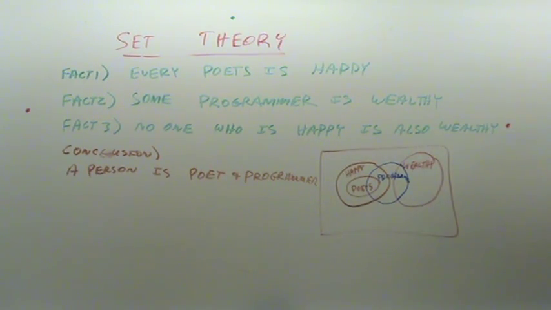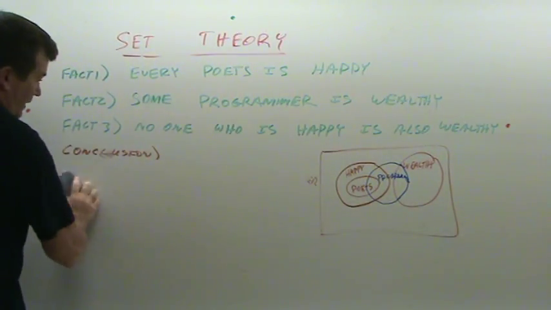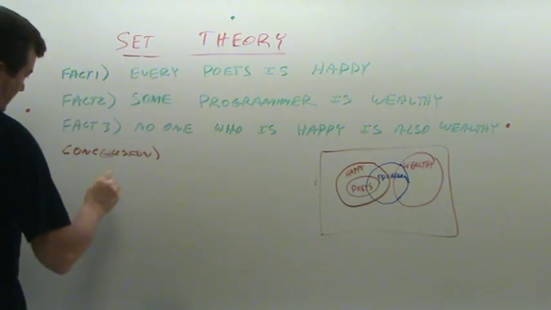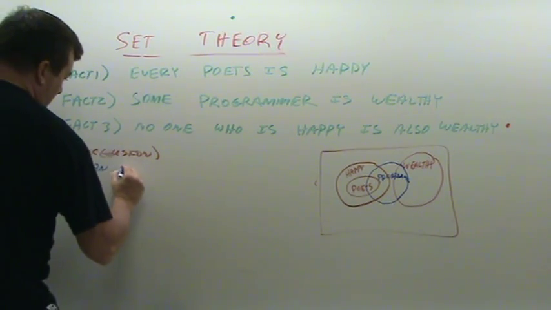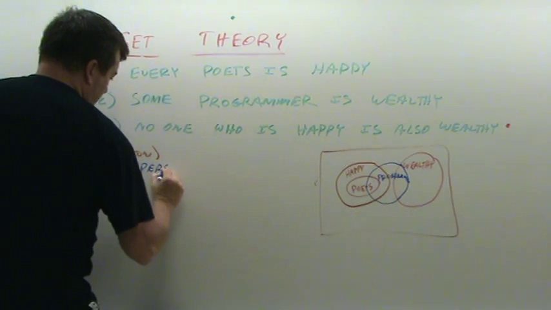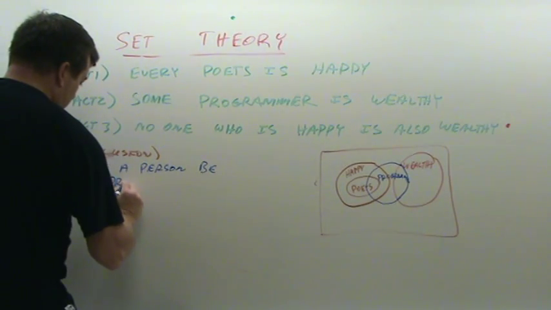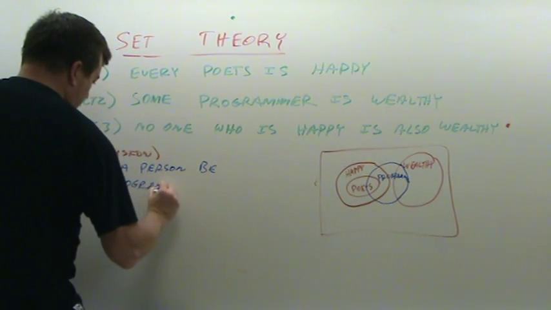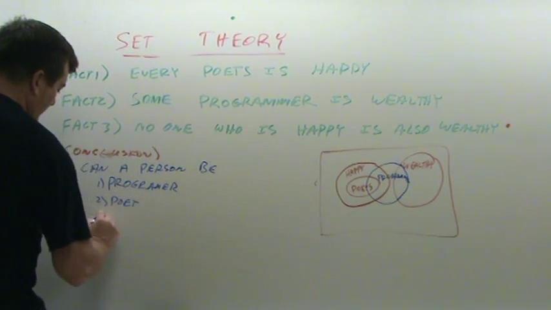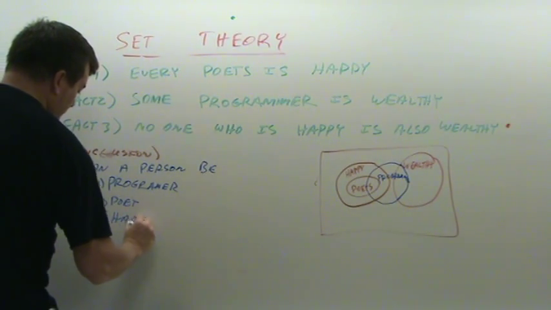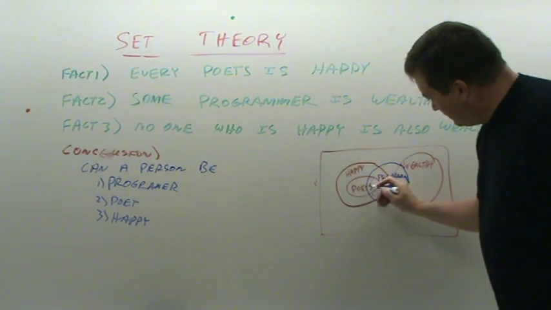An interesting question, which someone might not see right away, but once you draw the picture, is a conclusion. Can a person be a programmer, a poet, and happy? And the answer is yes. That would be a person here.